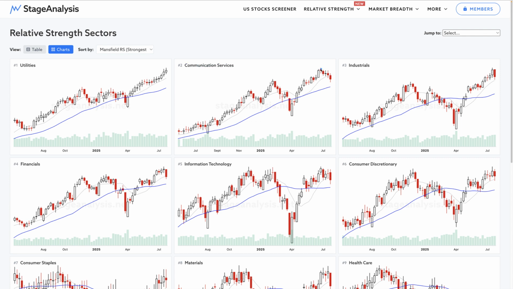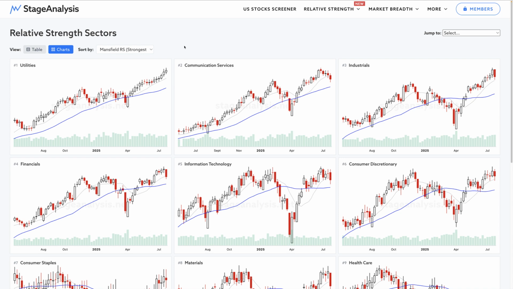So communication services starting to roll over a bit. Tech is in 5th at the moment. You can see it's been pushing up towards the highs since the April low there and consolidating. So looking for potential follow through in the coming months after the correction that we've started in the last week plays out.